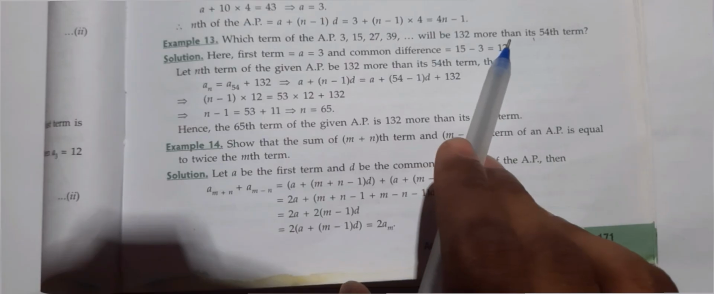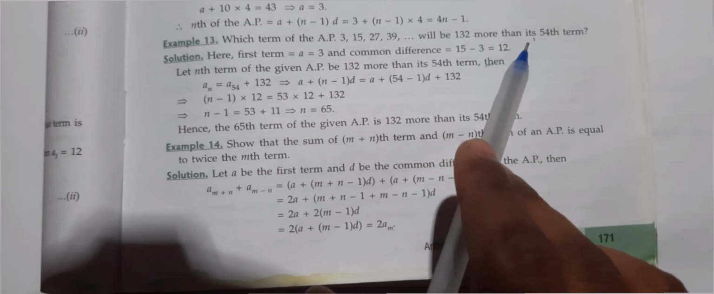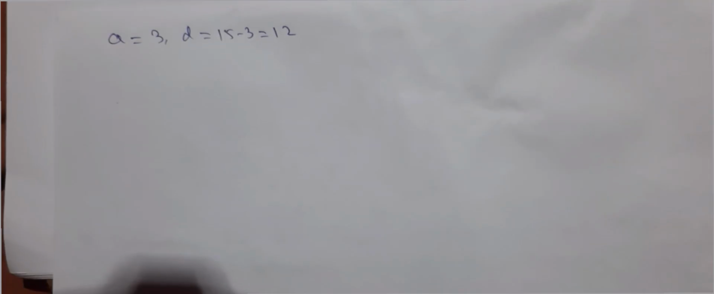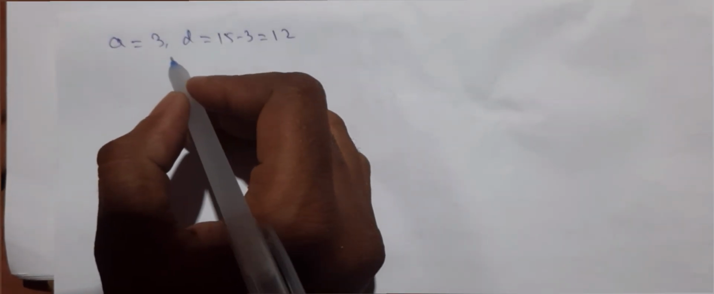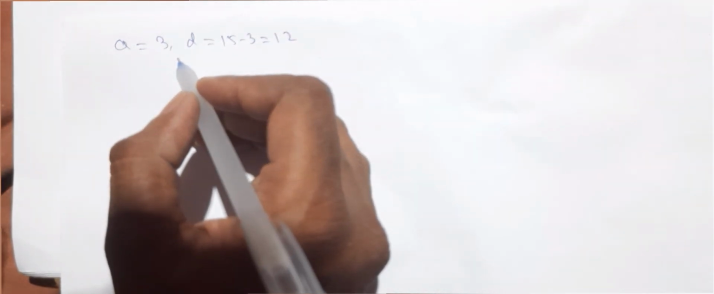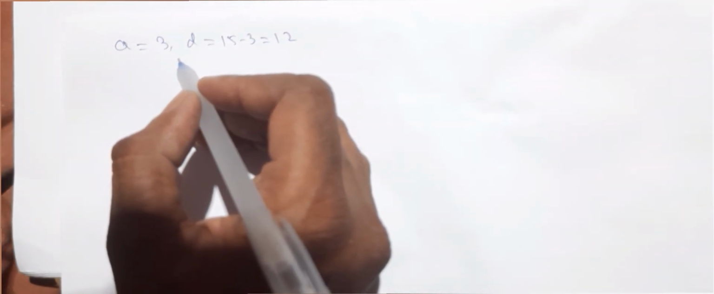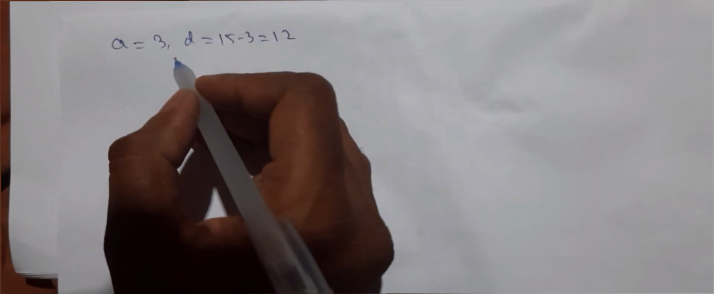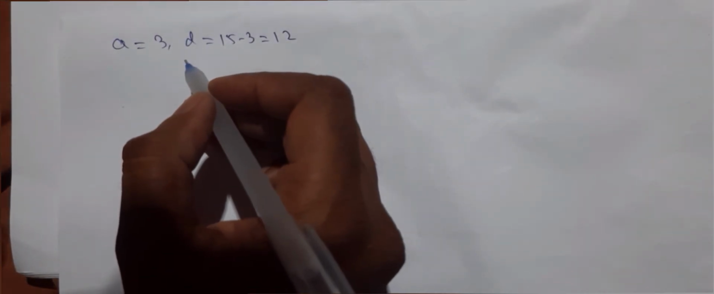Okay, so let us frame the equation first and then we will solve. Which term are they saying? I don't know the term, in which place that value is lying. With respect to the equation, we got a equal to 3 and d equal to the value they gave, d is equal to 15 minus 3. After that, what you have to do? We got this value. They're saying that you have to tell me the term, meaning the place of the term.